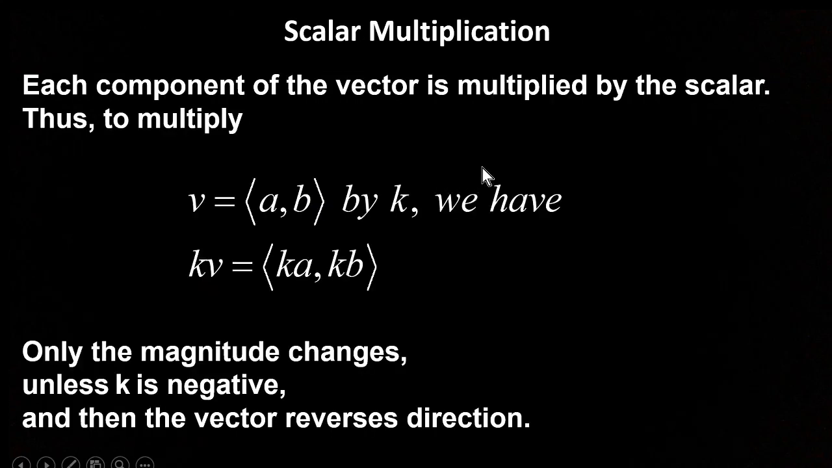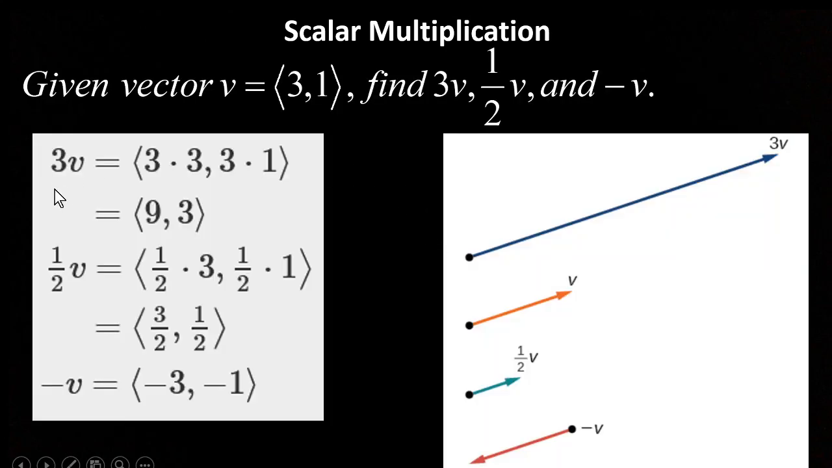All right. So each component of the vector is multiplied by the scalar. When you want to multiply a number by a vector, just multiply the components by that number. That's all. So only magnitude changes, but not the direction. So here's an example. Here's a vector. You want to find 3 times v, 1/2 times v, -1 times v. Just multiply those numbers by that vector.